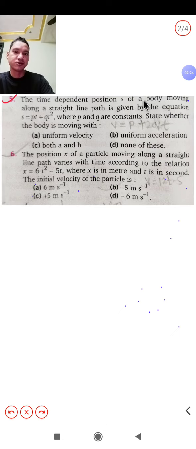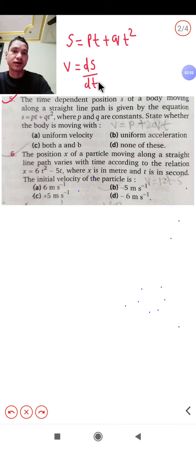Okay, the time dependent position s of a body moving along a straight line path is given by the equation s is equal to pt plus qt square. p and q are constants. State whether the body is moving with uniform velocity, uniform acceleration, both a and b, or none of these. So we need to differentiate this equation with respect to time, and we'll get the expression for velocity, and then we will analyze that equation and select the correct option.